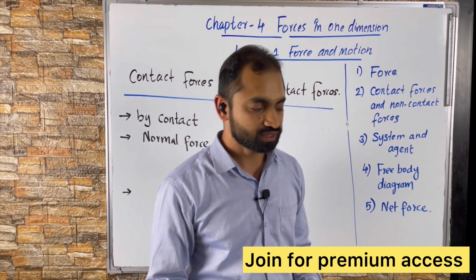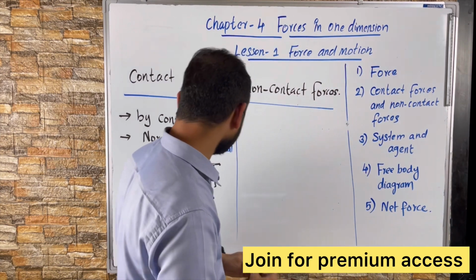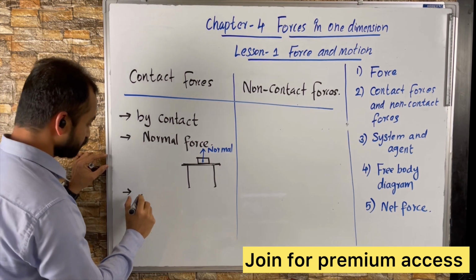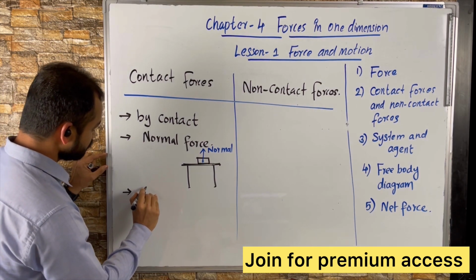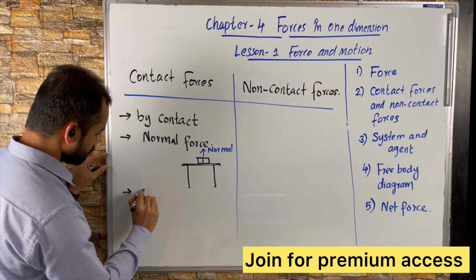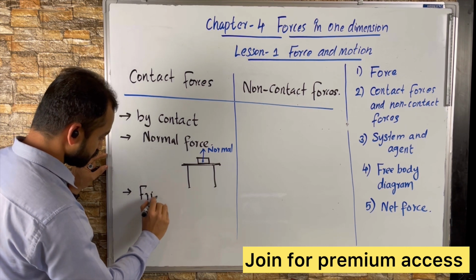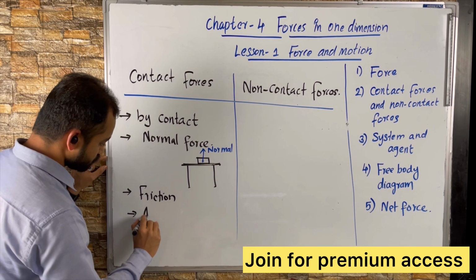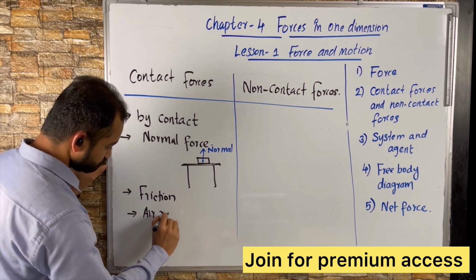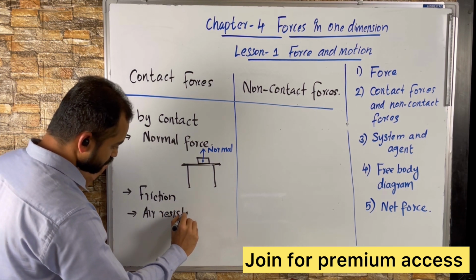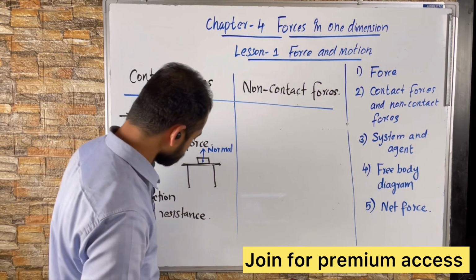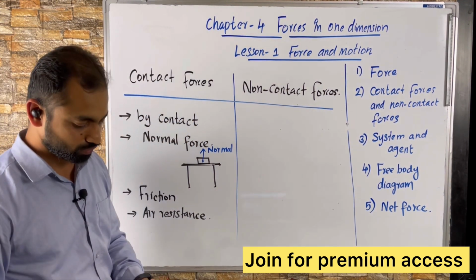Okay. Third type of force, third example for a contact force. Can you tell any other force? So this is frictional force, right? Second one, friction. Third is air resistance. Air resistance is a contact force. Do you know what is air resistance?